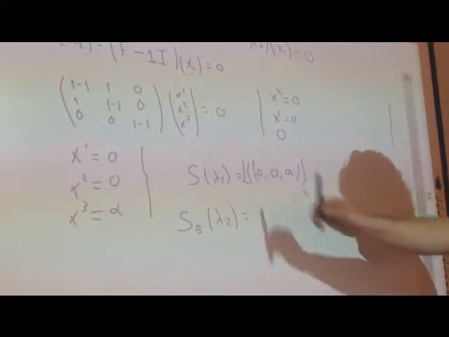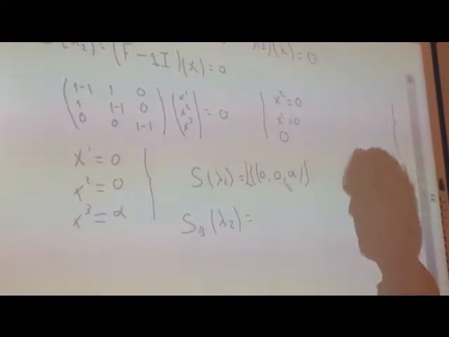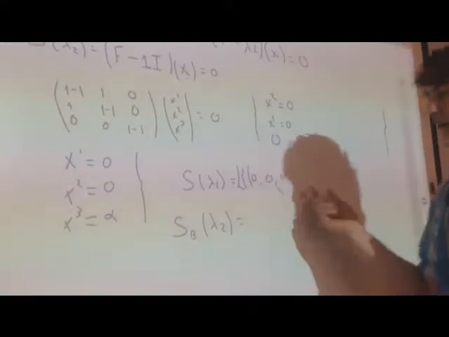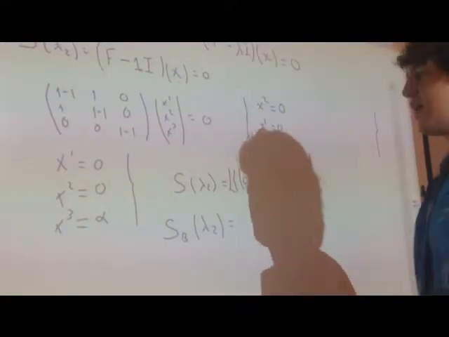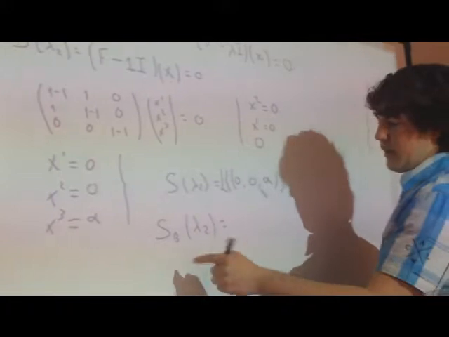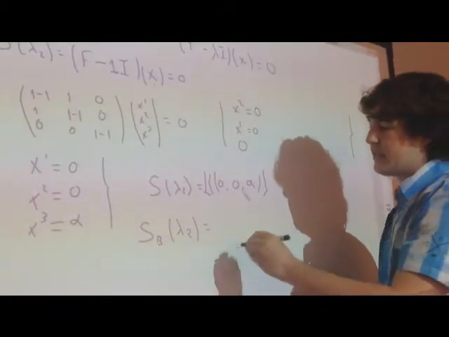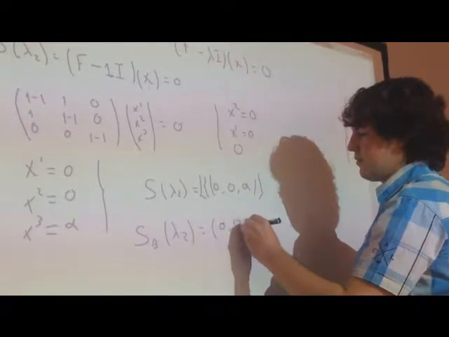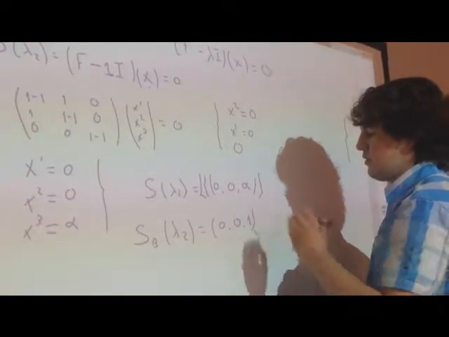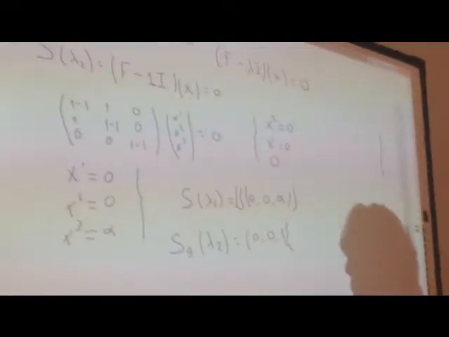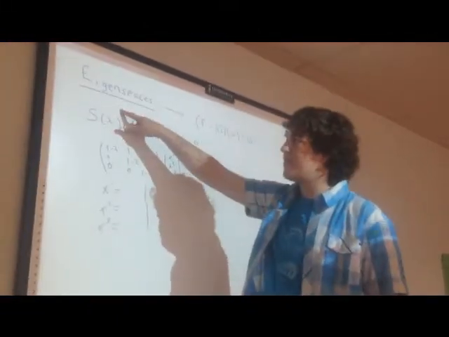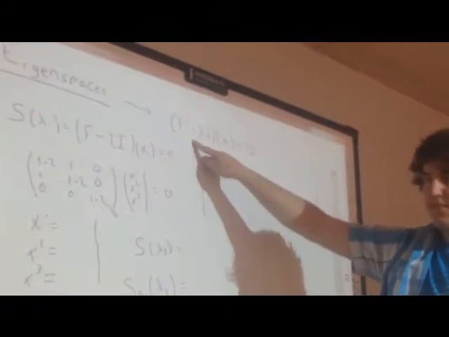Okay, so now we got this space here, and we assign a random value to alpha to obtain a base for the eigenspace. We're going to choose again the simplest value, which is 1. So the base for the lambda 2 eigenspace is going to be 0, 0, 1. Okay, now we're going to go into calculating the third eigenspace, which is applying the same formula here.